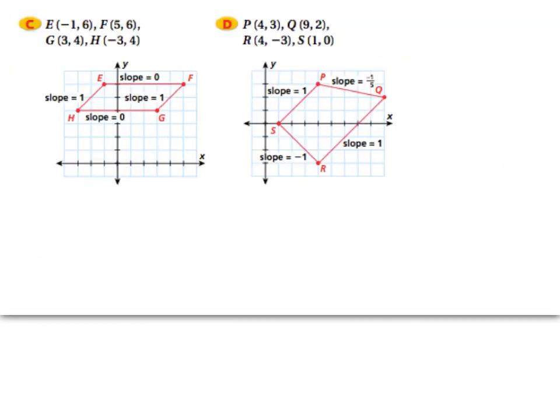See if you can do C and D on your own. Alright, what I noticed for C is, again, my slopes across from each other are the same, which means these are parallel lines, which makes this a parallelogram. I do not have a 90-degree angle anywhere, and my sides are not all the same. Without that 90-degree angle, it's not a rectangle, which makes it not a square or a rhombus. So this just falls under parallelogram.